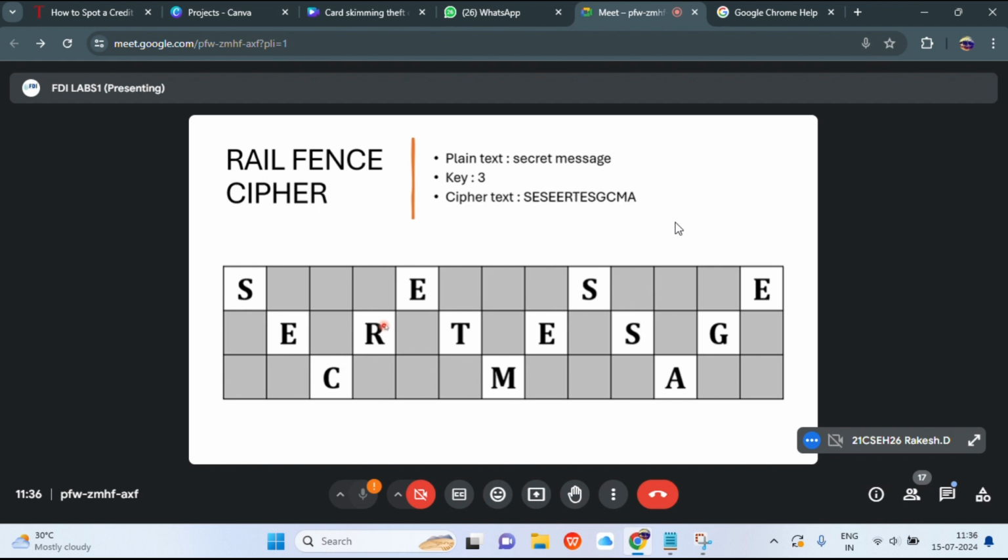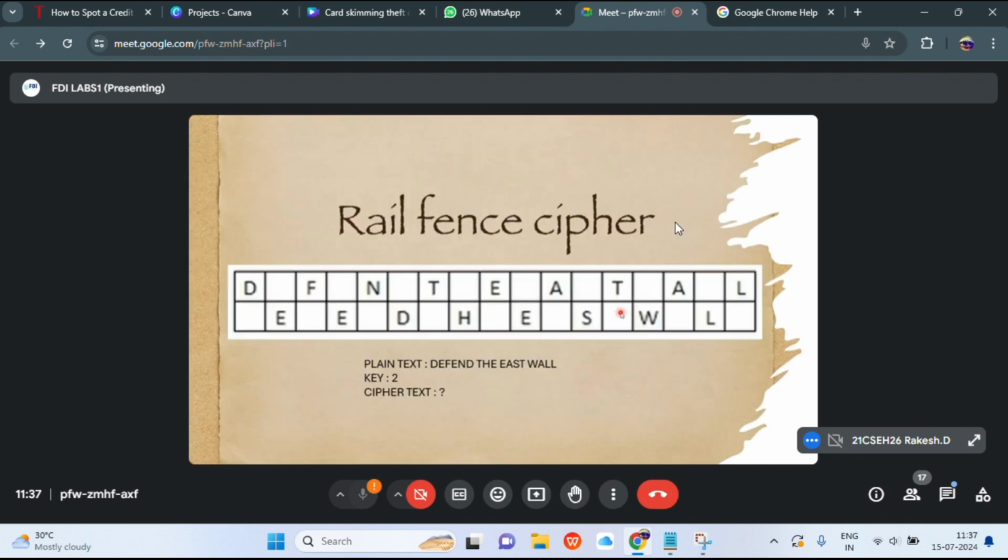See, SECRETMESSAGE. We have filled the letters in a diagonal manner. Okay, now we have filled the plain text. How will we get the ciphertext? We have to read in the horizontal manner. See, SECERTESGCMA. This is our ciphertext. We move from left to right, first row, then the second row, then the third row, and here the ciphertext ends.